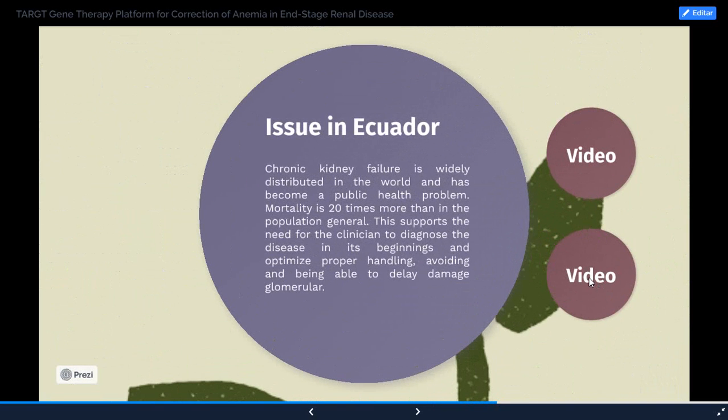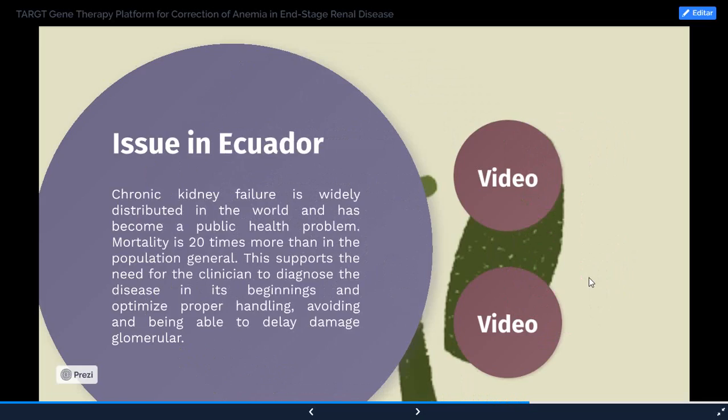Issue in Ecuador. Chronic kidney failure is widely distributed in the world and has become a public health problem, with mortality 20 times higher than in the general population. This supports the need for the clinician to diagnose the disease in its beginnings and optimize proper management, avoiding and being able to delay damage to the medulla.